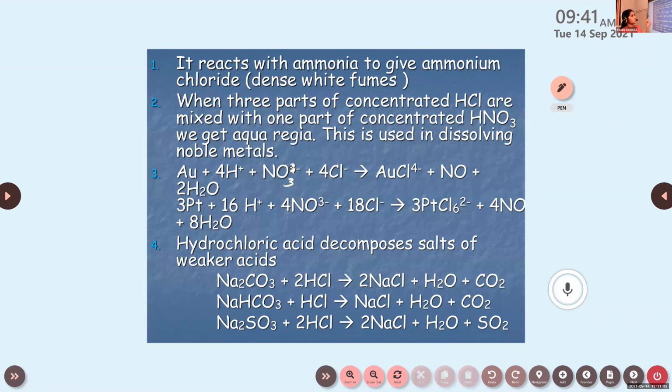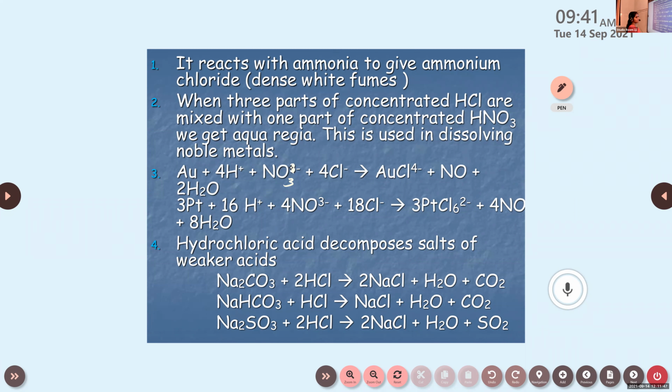That means the gold is dissolved in this solution, and nitrogen oxide and water molecules will be formed. So aqua regia is used for dissolving noble metals. You can see the next example, which is also based on this.